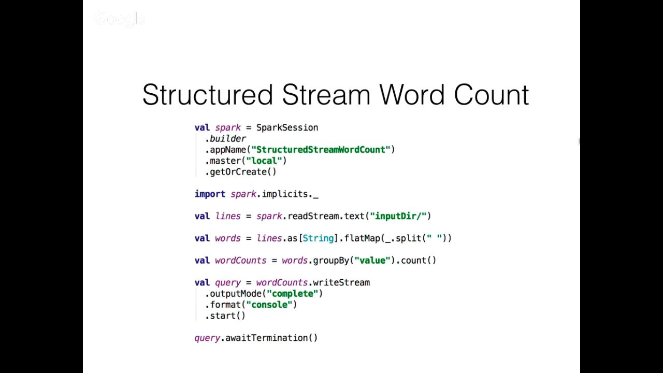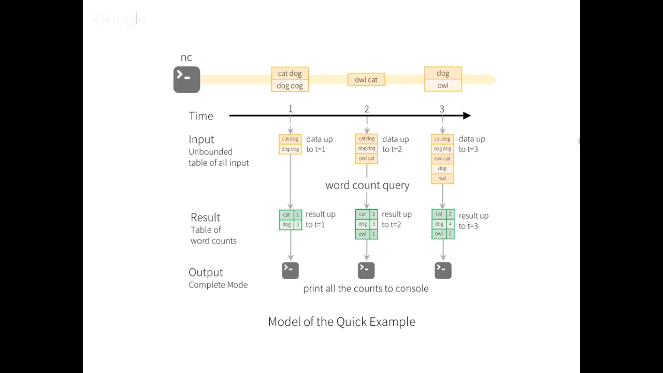What's the output mode? There are 3 output modes. There's complete, where it dumps the whole result table every time. There's new and update. New is only new rows, and update is rows that have been updated. Or maybe append, yeah. Append, new.